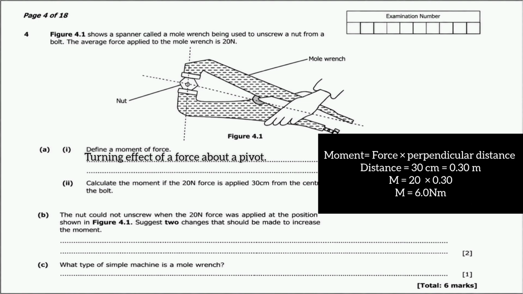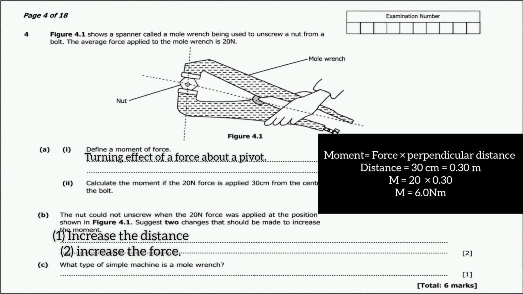Then we move on to question B. Question 4B asks: the nut could not unscrew when the 20 Newton force was applied at the position shown in figure 4.1. Suggest two changes that should be made to increase the moment. Alright, so we have learned that to increase the moment, number one, you need to increase the distance between the point where the force is applied and the center of the pivot. Number two, you need to increase the force applied to the what? To the mole wrench.